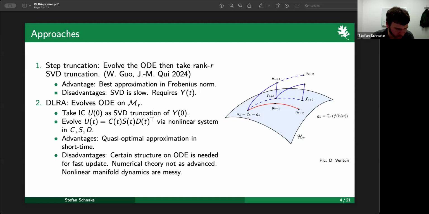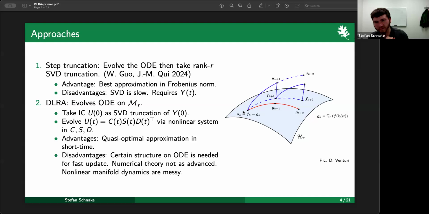So there have been two main techniques to try to evolve these approximations in time. The first one is the earlier one. It's called step truncation, and it's in the name. The goal is to step forward your ODE some time and then take a truncation of that, and that can be done through an SVD or some other randomized process.